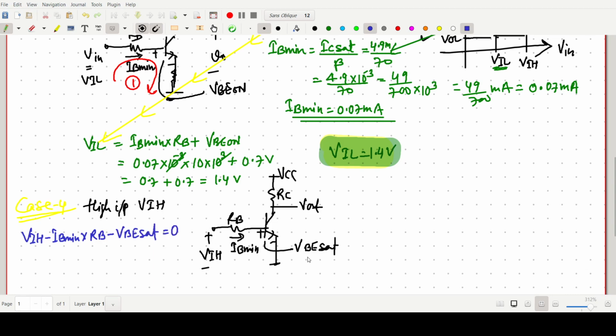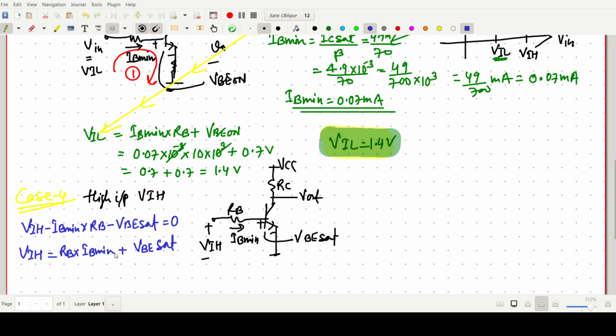Simple thing. When for a low input it is just on, so VBE on. Now for a high value the base emitter voltage will be saturated. That is our VBE sat, and VBE sat value is also given in our question. That is our 0.8 volt. So one can write VIH equals to RB into IB minimum plus VBE sat. Okay, clear?